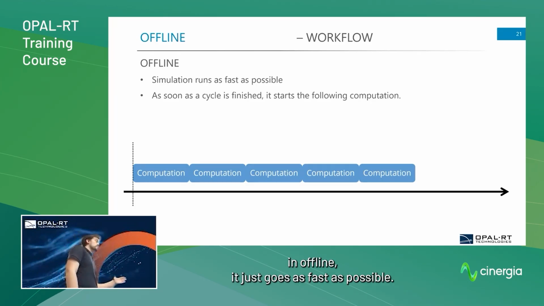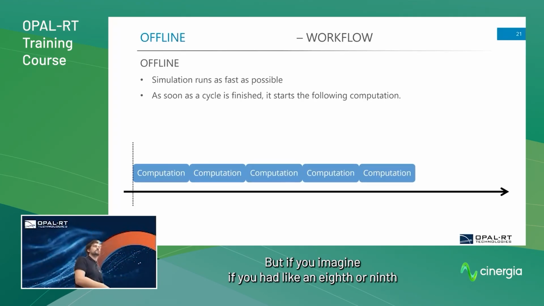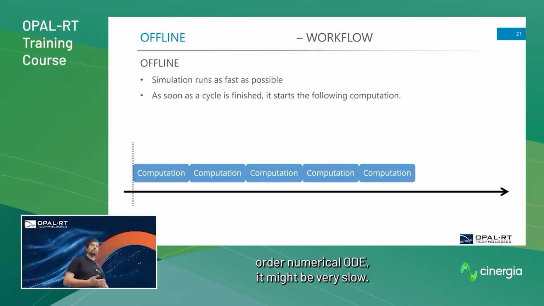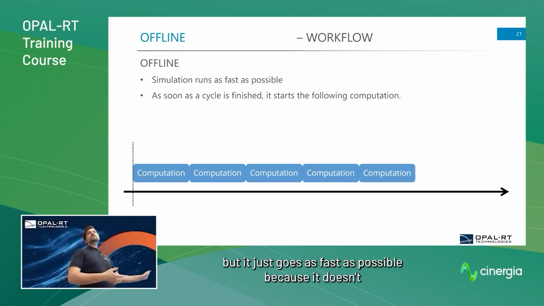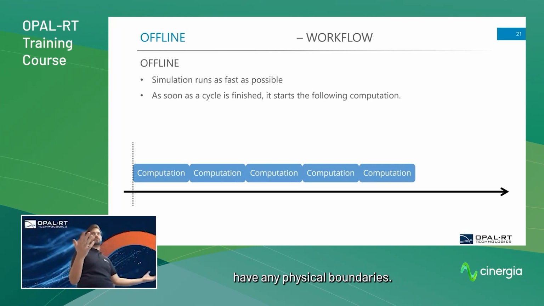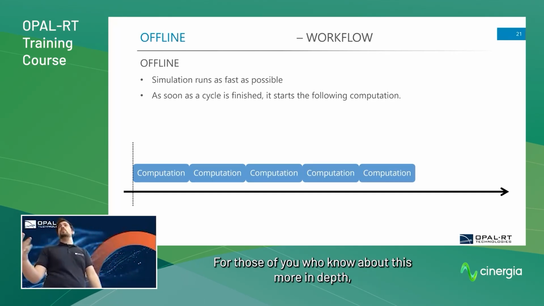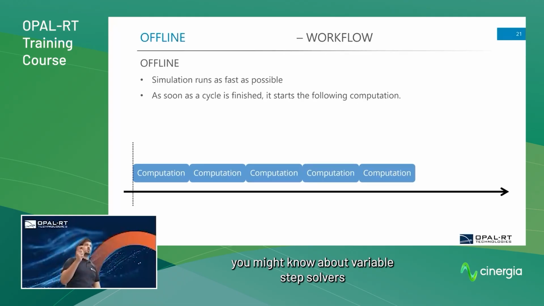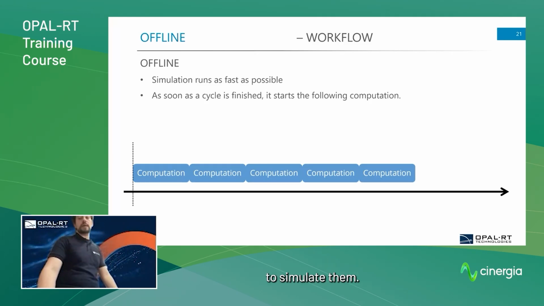When you do that in offline, it just goes as fast as possible. So if it's very simple, it goes quite quickly. But if you imagine if you had like an 8th or 9th order numerical ODE, it might be very slow. If you did like a 1st or 2nd order, it might be much quicker. But it just goes as fast as possible because it doesn't have any physical boundaries. It doesn't care. It just does the time step. For those of you who know about this more in depth, you might know about variable step solvers and how it can kind of reiterate those steps. Basically, it's just going as fast as it can to simulate that.